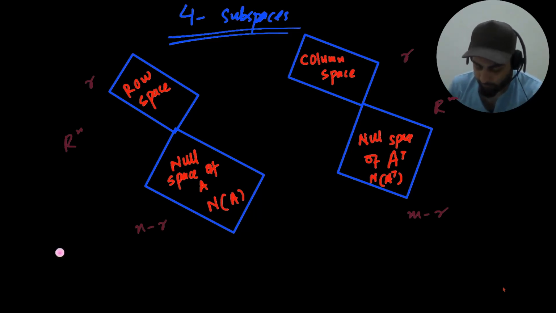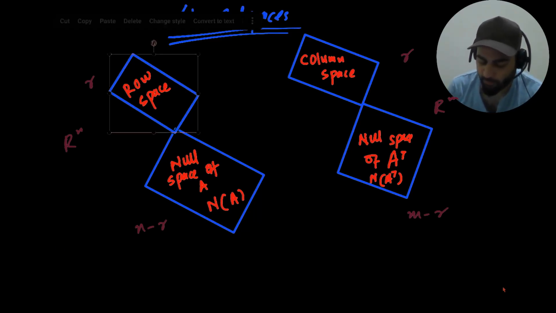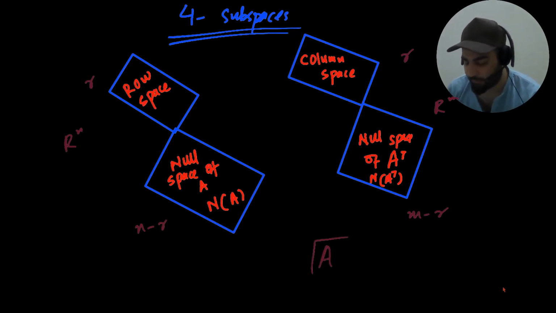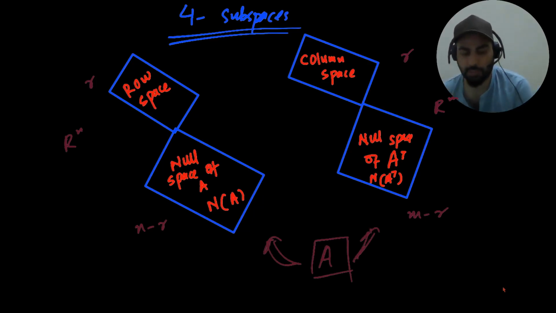In the previous session, we started our discussions with the four fundamental subspaces. In that, we had the row space, the column space, the null space of A, and the null space of A transpose. This was under the assumption that we had a matrix A, and for that, these four subspaces exist.